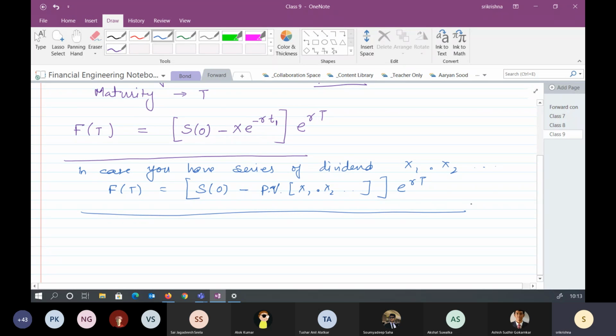Are you able to follow this? Because there's nothing. The only thing which happens is that if any asset is paying dividend, its spot value would decrease. That's all. Ashish: Sir, can you repeat this once again? Which part? Sir, this F = (S0 minus X e to the power minus r t1) into e to the power... Yes, sir.